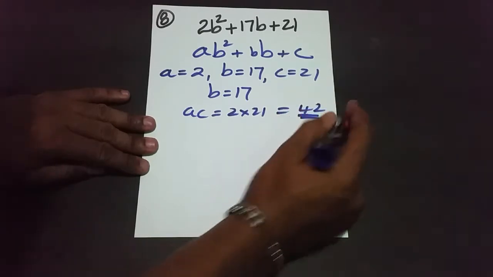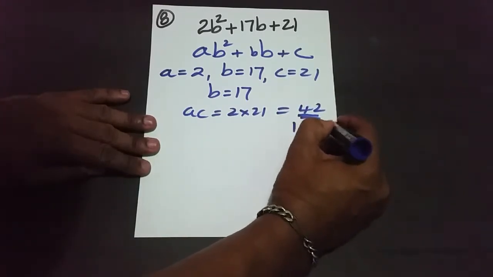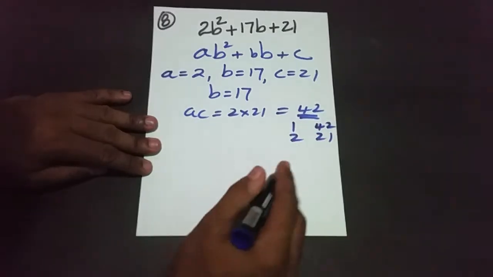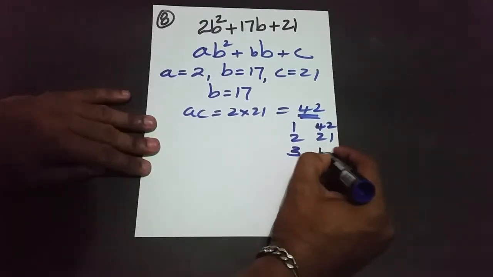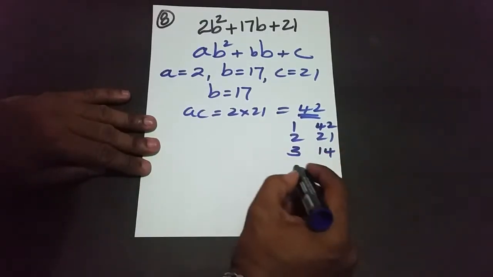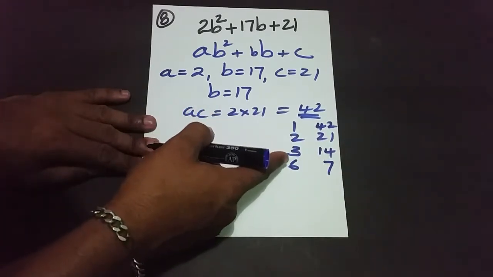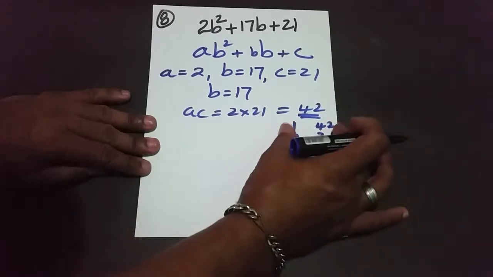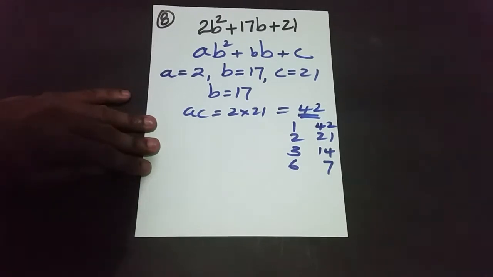Now we're looking at the factors of 42. 1 times 42 is 42, 2 times 21 is 42, 3 times 14 is 42, and 6 times 7. So all of these, 1, 2, 3, 6, 7, 14, 21, and 42 are all factors of 42, and I've written them this way to help us easily identify the two.